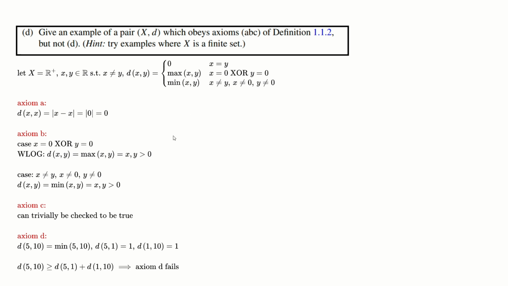It's all different cases. But I think it's interesting for axiom D, right? Let's do d of 5, 10, which is equal to the minimum of 5, 10, right? d of 5, 1 is equal to 1, and d of 1, 10 is equal to 1. Well, as you clearly see here, the triangle inequality isn't true here, so axiom D fails.